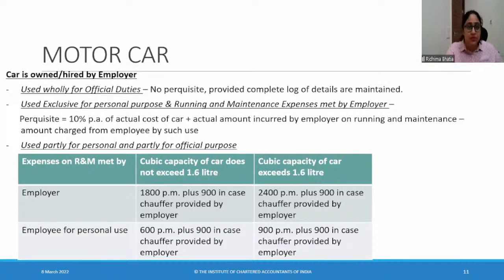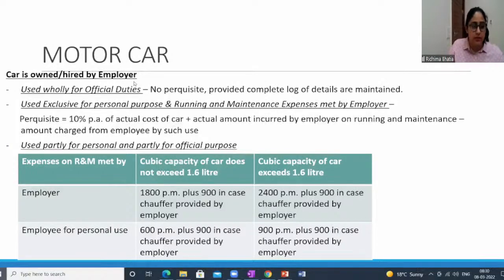In that case it is a perquisite. Yes, you are getting a benefit. What would be the perquisite? Perquisite would be 10% of the actual cost, which is the car's usage, plus the running and maintenance that I am bearing. That would be the perquisite, right?